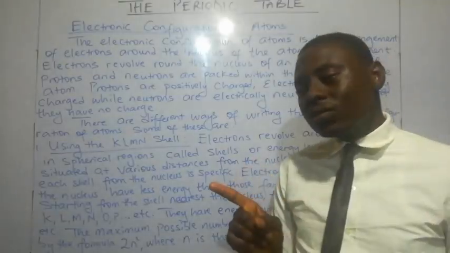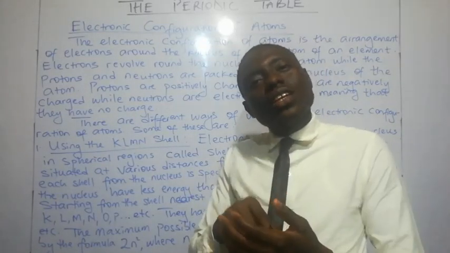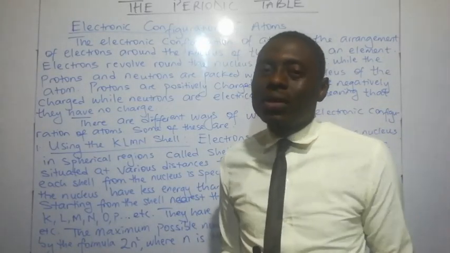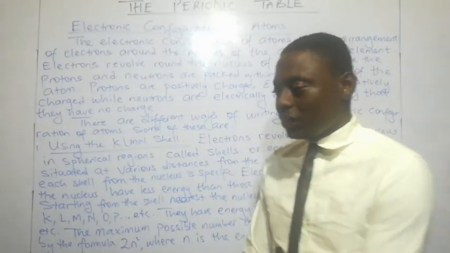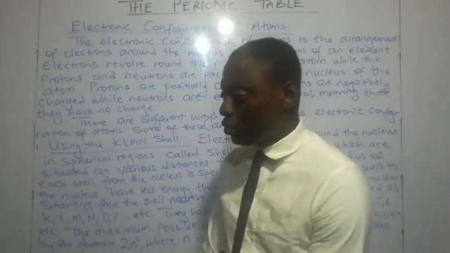Now, energy level is different from number of electrons. Energy level is just telling you which shell you are talking about. Are you talking about the first shell? Are you talking about the second shell? Are you talking about the third shell?